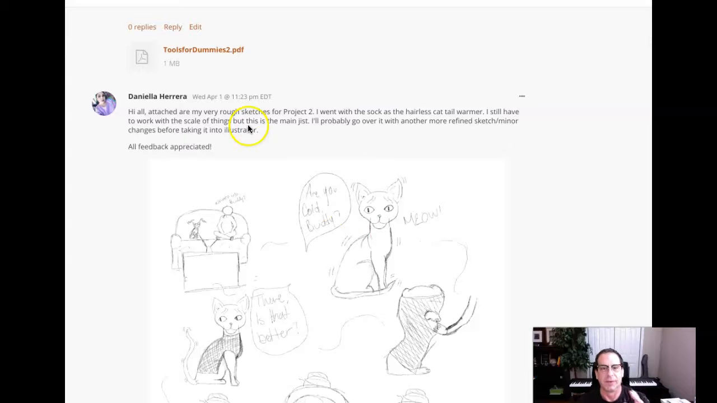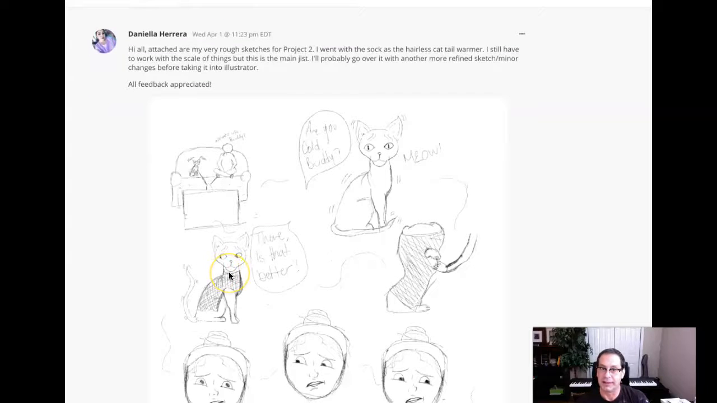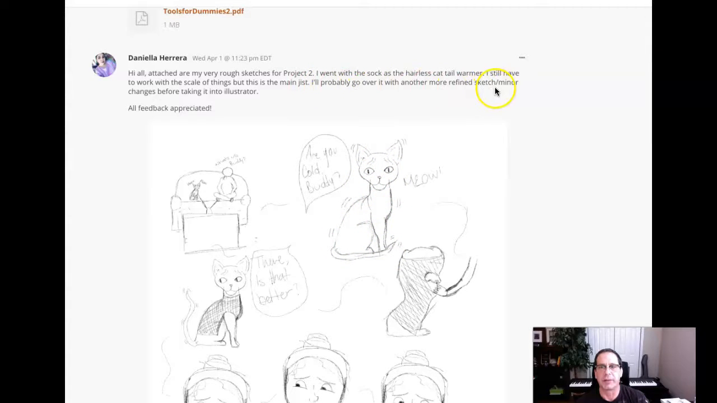But anyways, I think one of the main challenges is indicating that this is indeed a hairless cat, which I don't even know is really that important to the narrative, as long as we know the cat's cold. But the hairless cat's a lot of fun. They have really wrinkly faces too, so think about that. Okay, so anyways, probably go over with another more refined sketch, with minor changes, before they get into those.